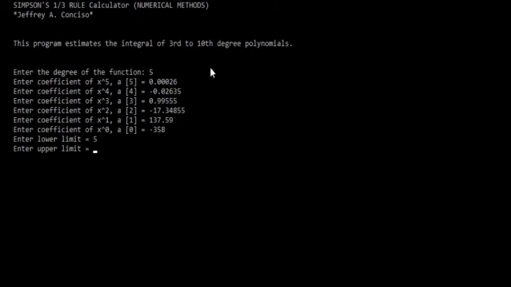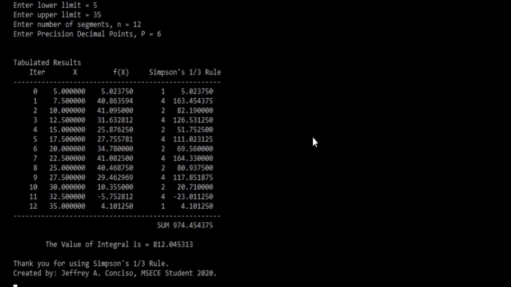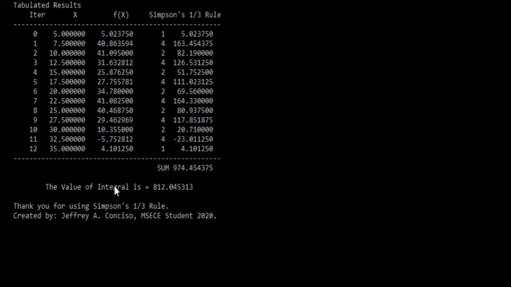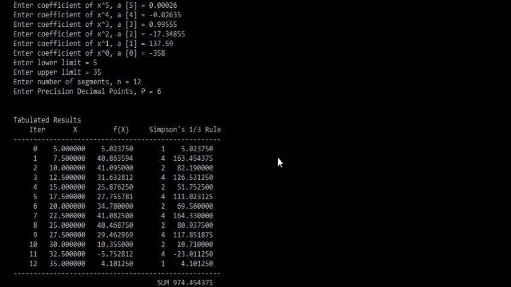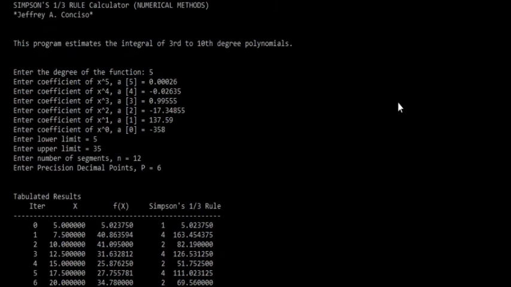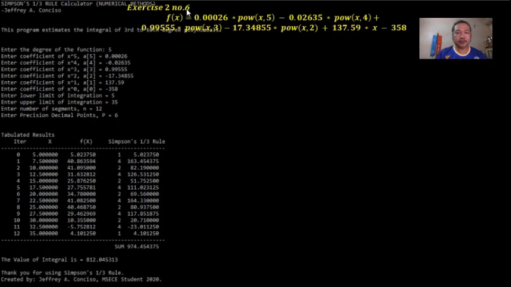The lower limit is 5, the upper limit is 35, the segment is 12, and the precision is 6, and we will have the result. The value of integration is equal to 812.045313. Okay, so this is the program for integral of 3rd to 10th degree polynomial. This is the exercise 2 number 6.